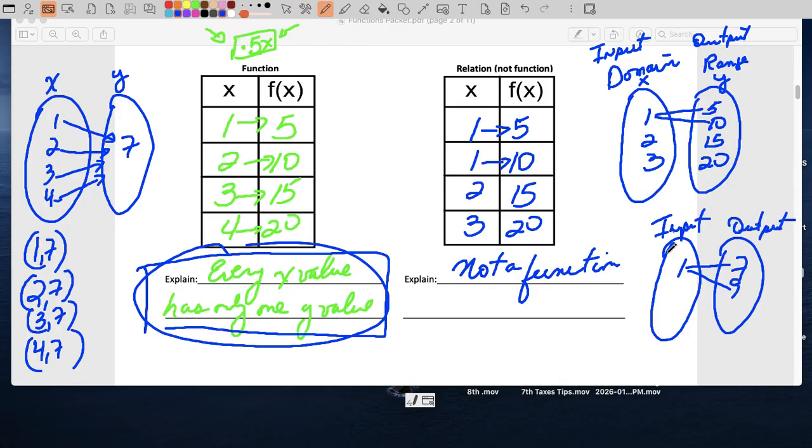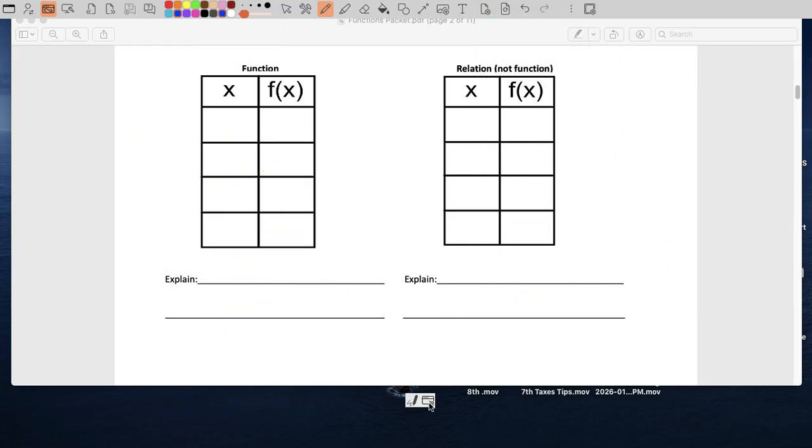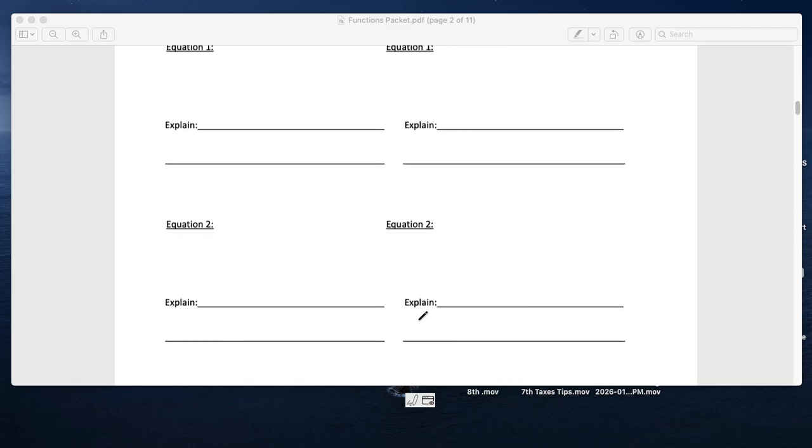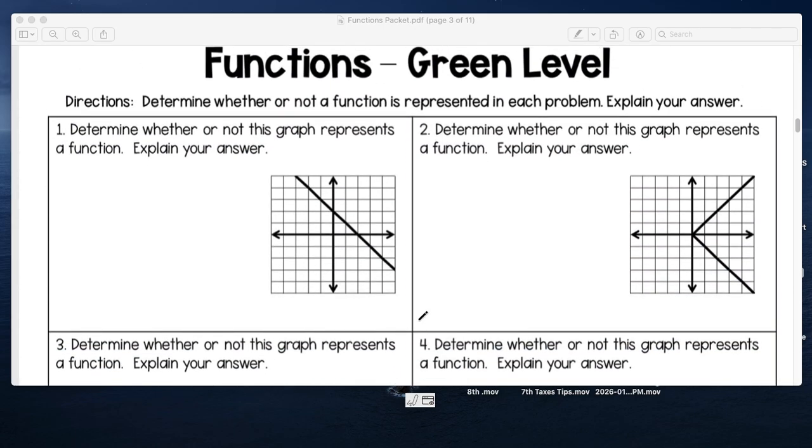So this can be called the input, the domain, and the x values. The other one is called the output, the range, the y. I'm going to skip this part here because we haven't got to that, and then we're going to go to this one.